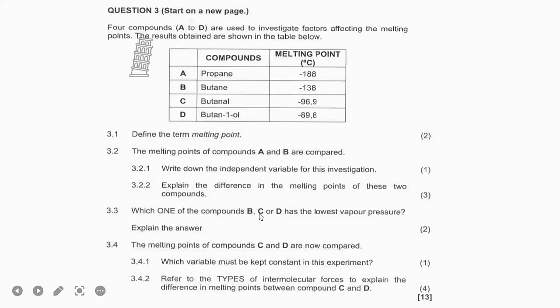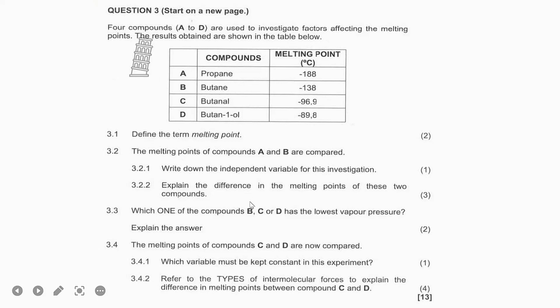3.3 says which one of the compounds B, C, or D has the lowest vapor pressure? Explain the answer. Now, from the table here, we can see that we are not given any vapor pressures. We are instead given the melting points, but we must comment on the vapor pressure. So what do we know? We must use the relationship. We know that the relationship of the melting point and the vapor pressure is inversely proportional. So what does that mean? It means that in order to look for the compound that has the lowest vapor pressure, I have to actually look for the compound that has the highest melting point. So the highest melting point leads to the lowest vapor pressure.